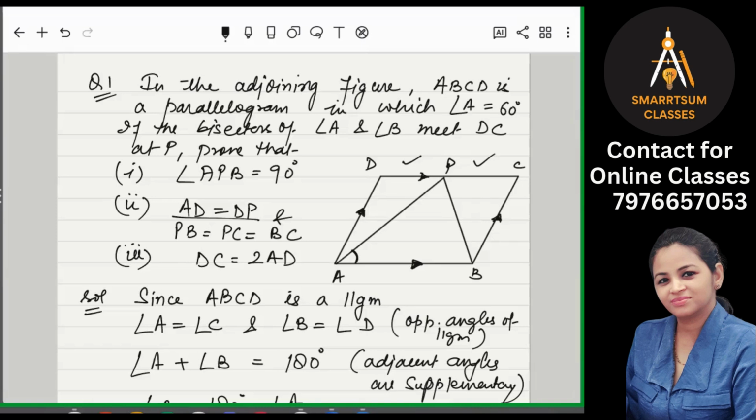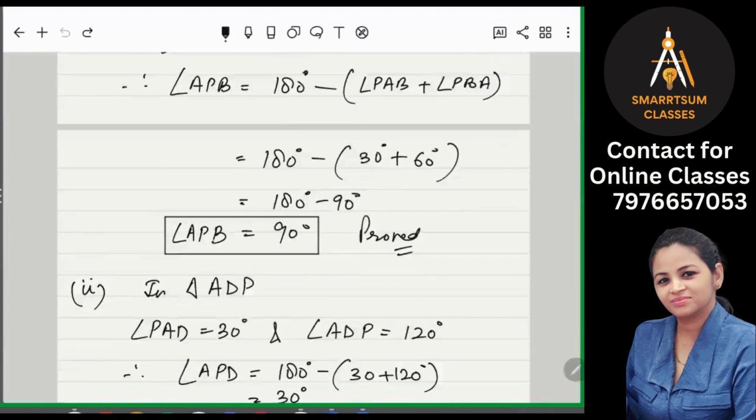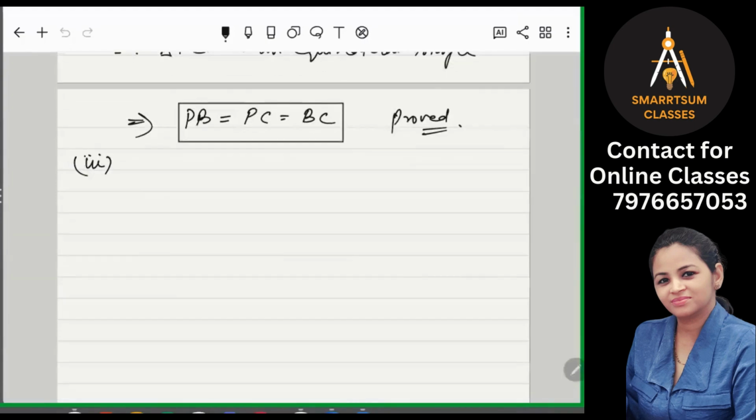And AD is equal to BC. This is a parallelogram. AD is equal to BC. Both sides equal, right? So can we write this DC is equal to AD plus BC? Are you getting that? Okay, right? BC is equal to AD, so AD plus AD will become twice of AD. Right?